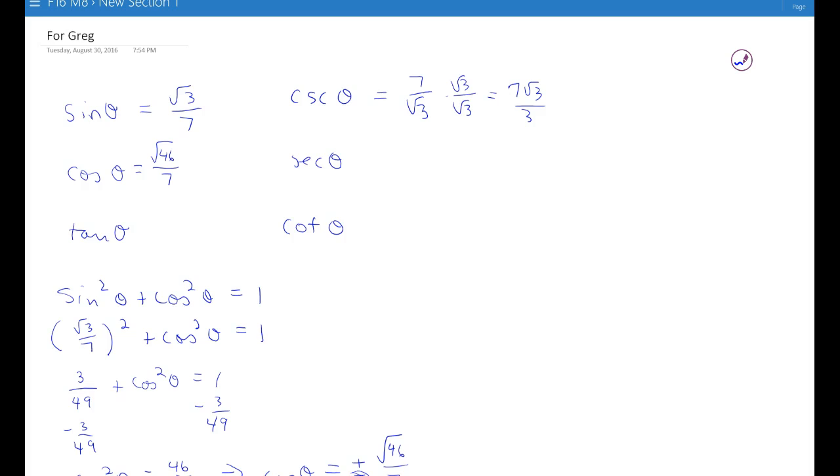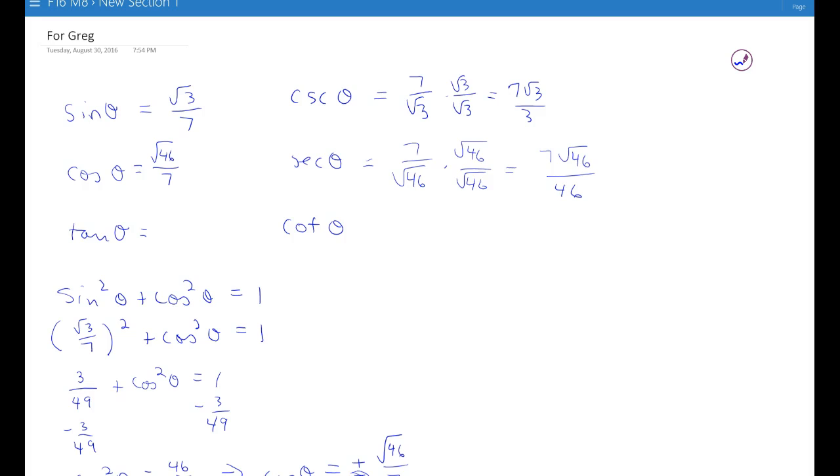So if I know the cosine, then I know the secant is 7 over the square root of 46, but I should rationalize that. Multiply by 46 in a radical over 46 in a radical. Get 7 radical 46 over 46. And then we've talked about different ways you could get the tangent. You could use the identity that has tangent squared and secant squared.